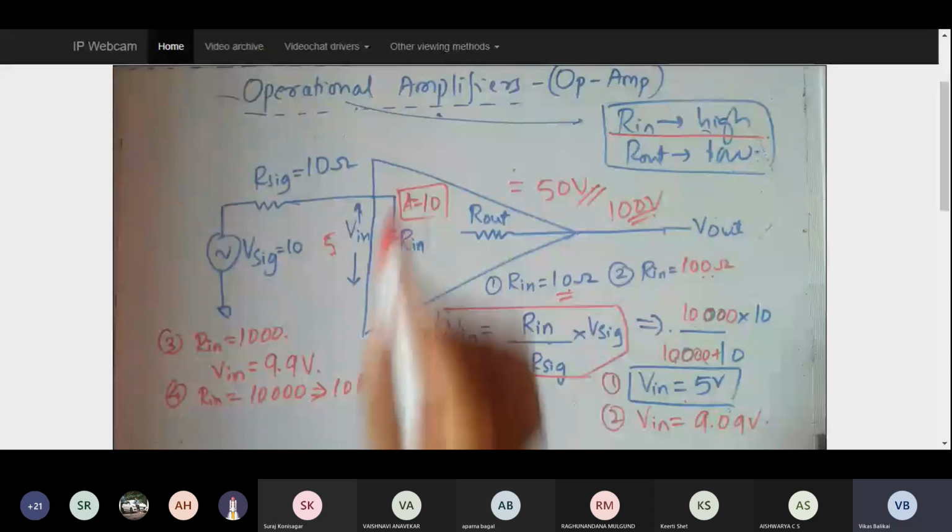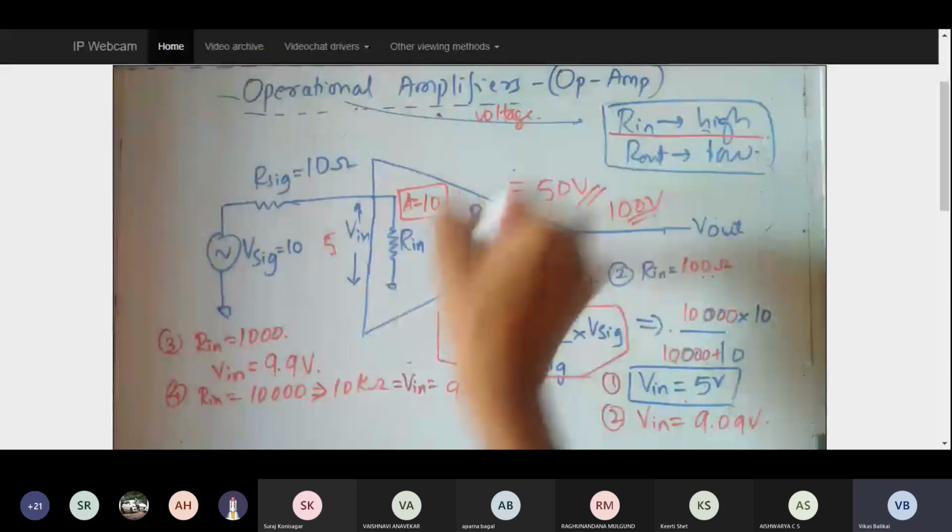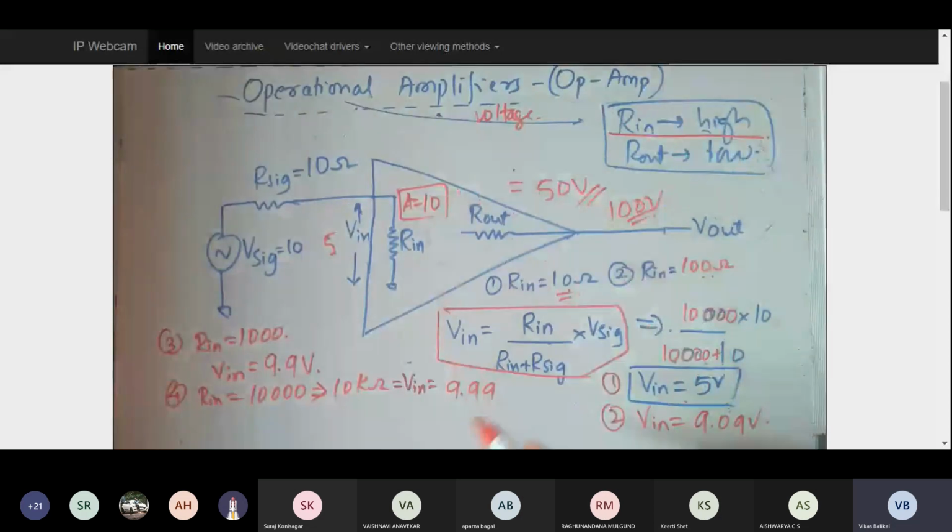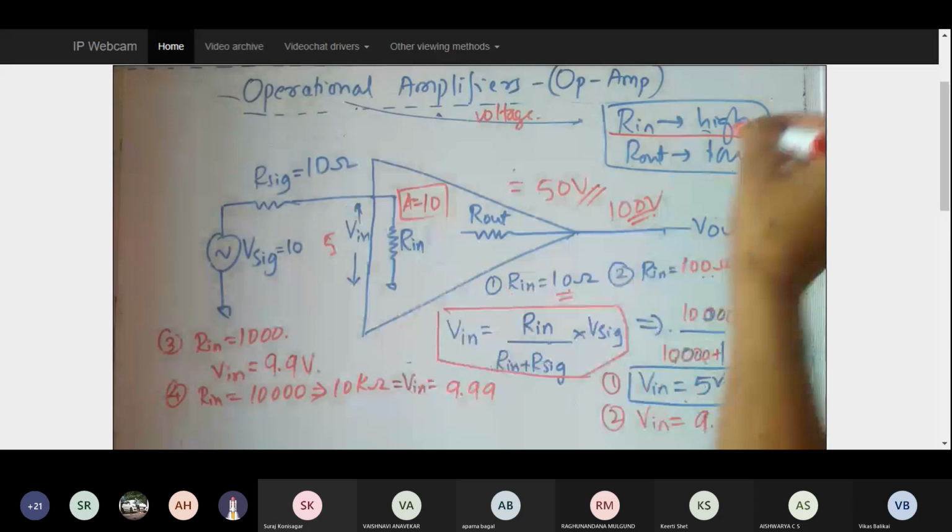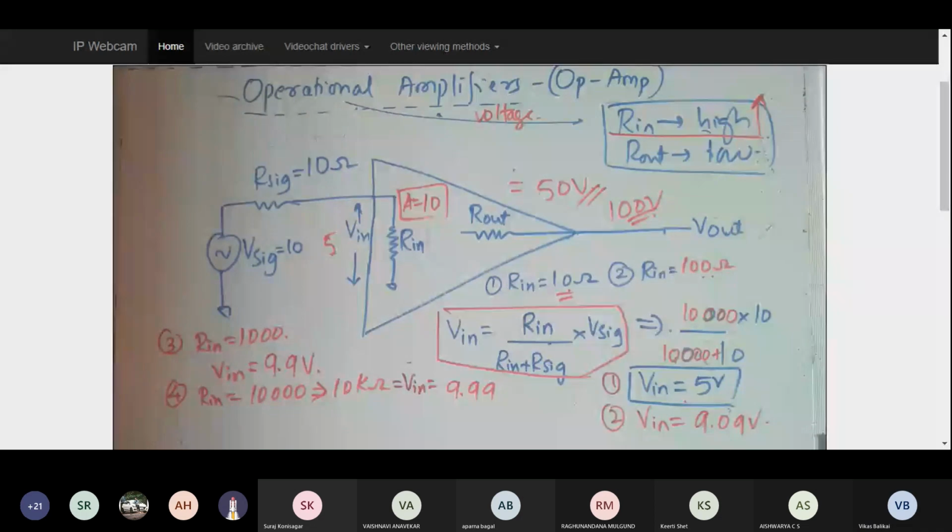Now I just proved here that for any voltage amplifier, to ensure proper input is given to the input of my operational amplifier, I should have the Rin to be very, very high. This has to be very, very high. So this is the reason why I try to ensure the Rin to be very, very high. Is that clear? Yes, sir.